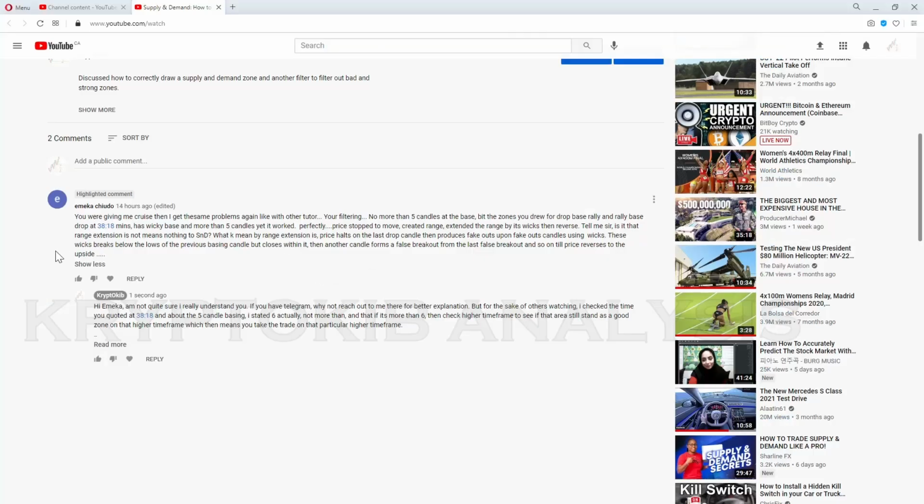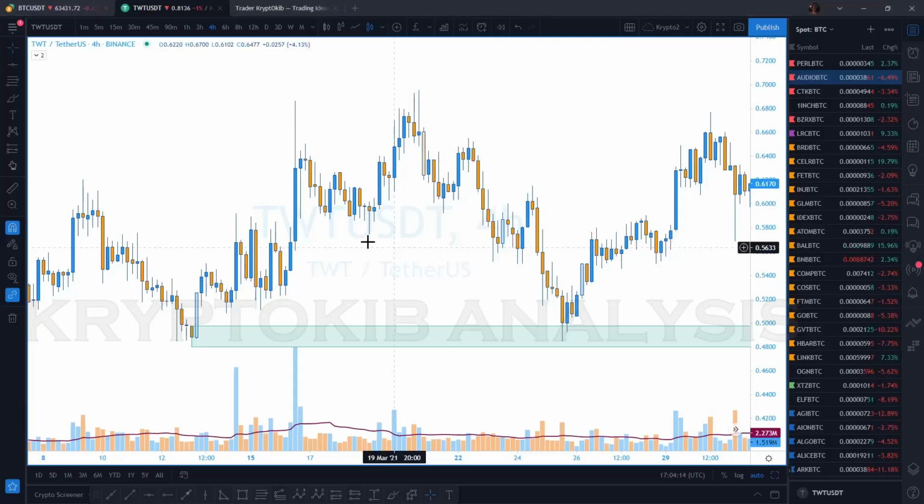So tell me, sir, is it that range extension means nothing in supply and demand? What I mean by range extension is price, on the last drop candle, then produces fake outs upon fake outs. This wick breaks below the low of the previous base candle, but closes within it. Then another candle forms. Let me do this.